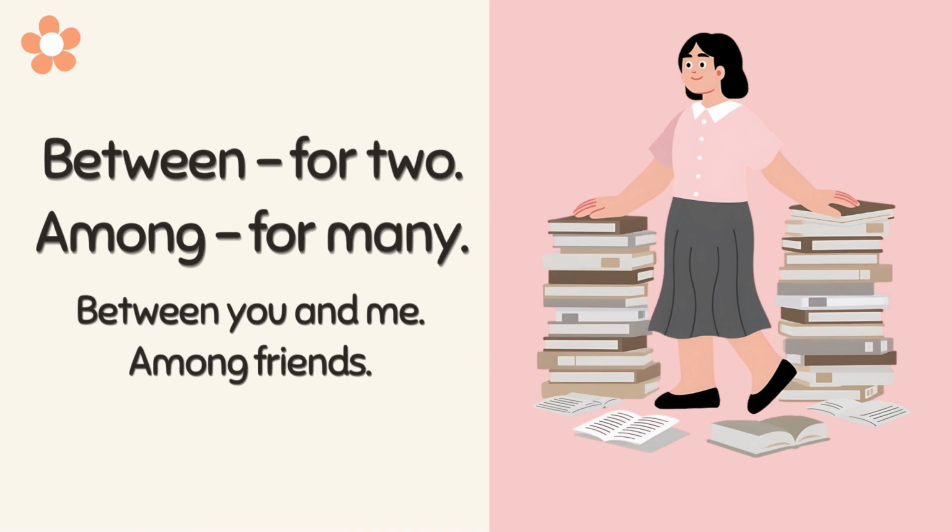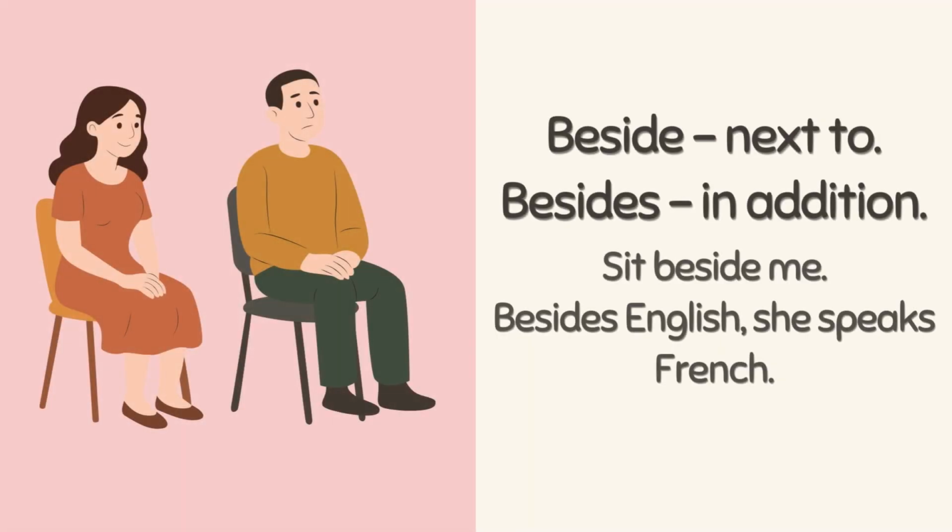So when you're talking about the middle of two things, you use between. But when you're talking about in the middle of more than two things, you use among. For example, share this between you and me. She is sitting among her friends. Gotten? Let's talk about beside and besides.